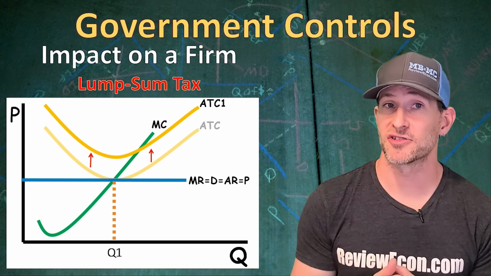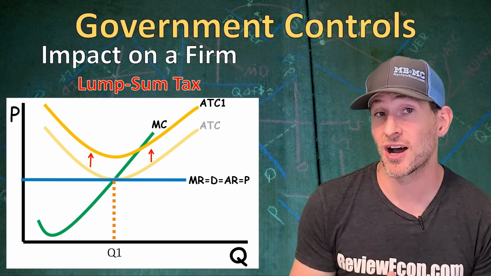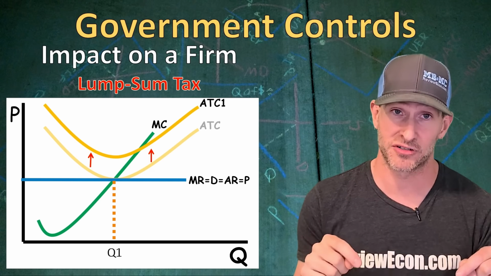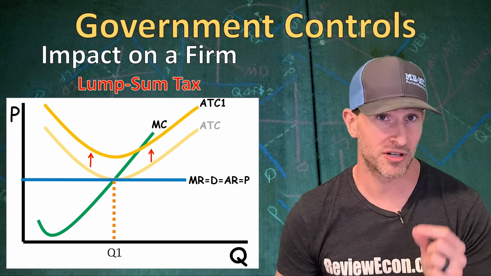Let's take a look at government controls on firms. If we have a lump sum tax for a firm, it will shift the average total cost curve upward. Or if it's a lump sum subsidy, it will shift that average total cost downward. Neither one will change the quantity that the firm produces because the marginal cost doesn't move.